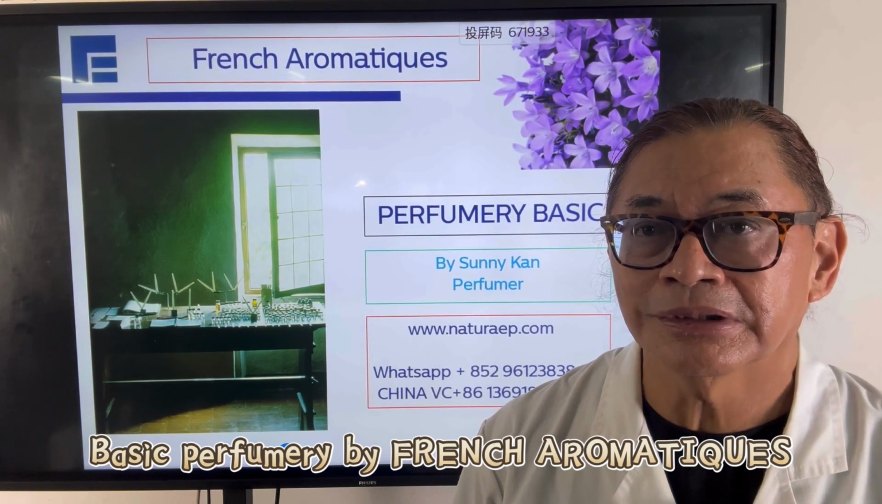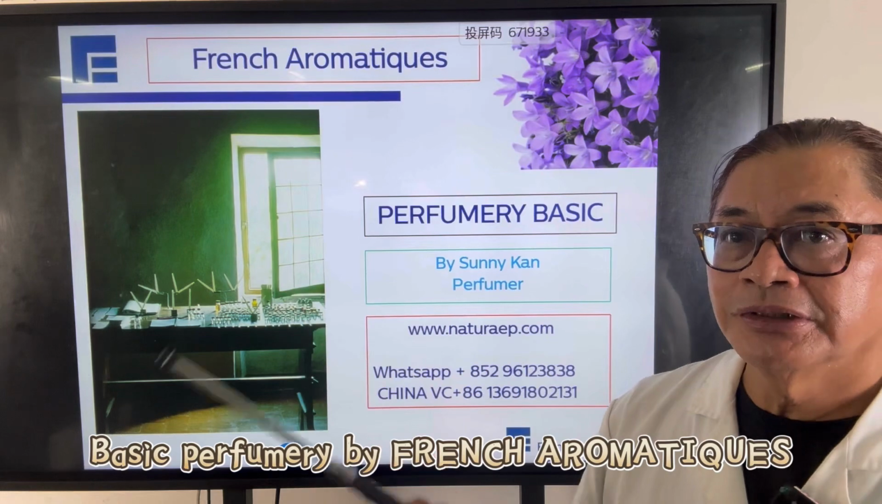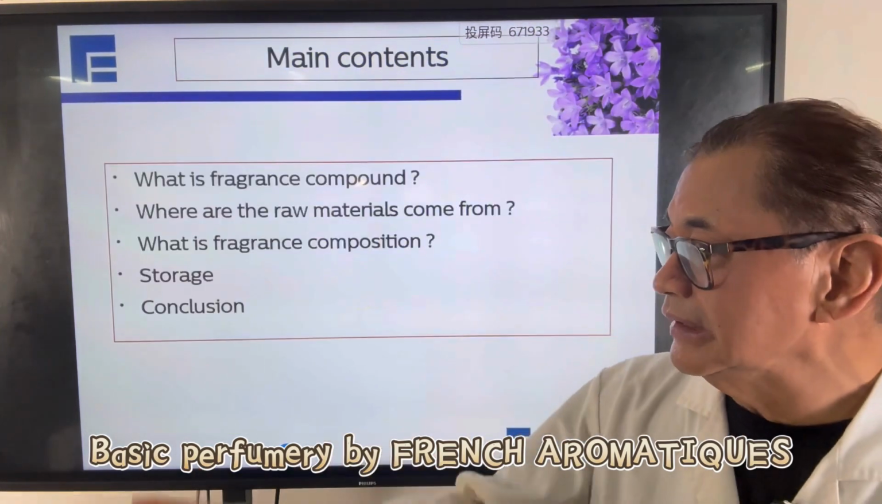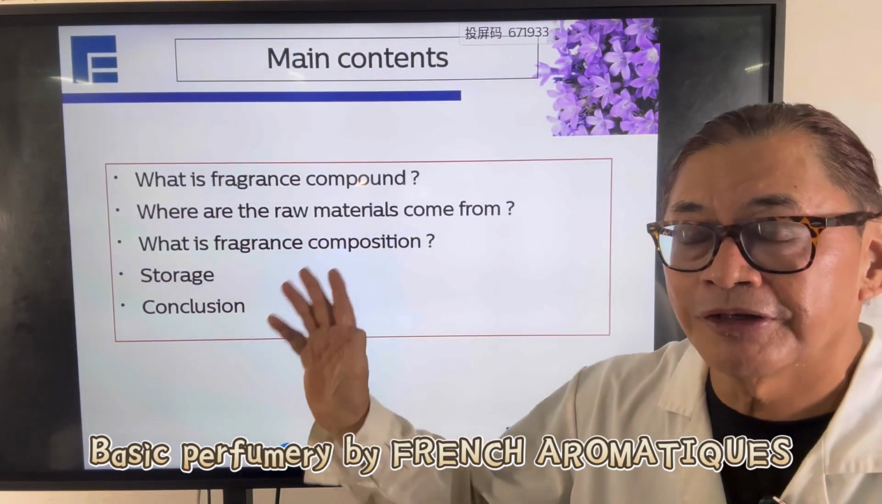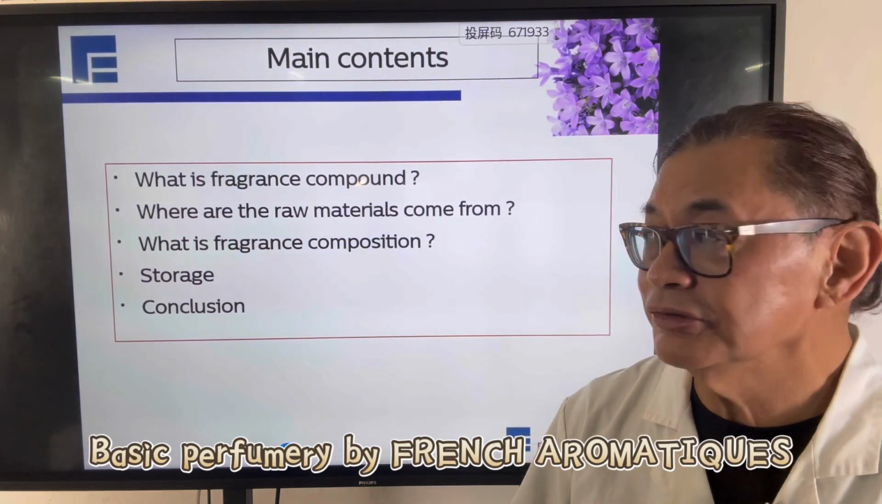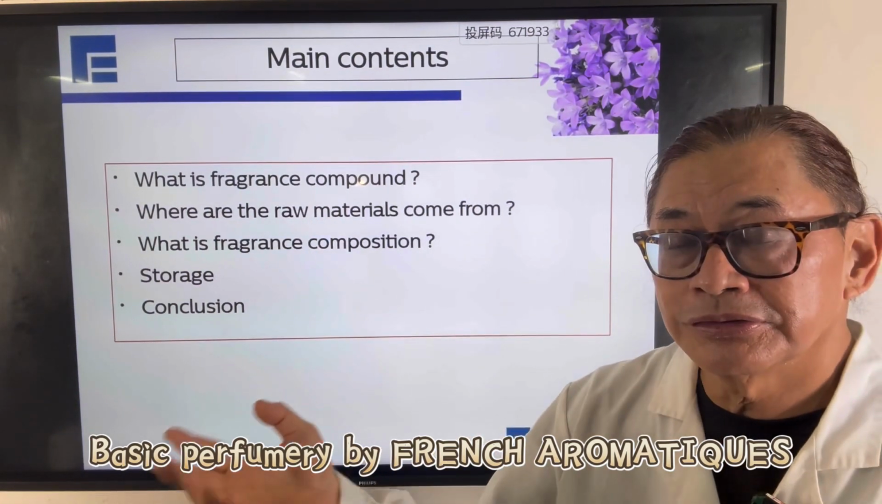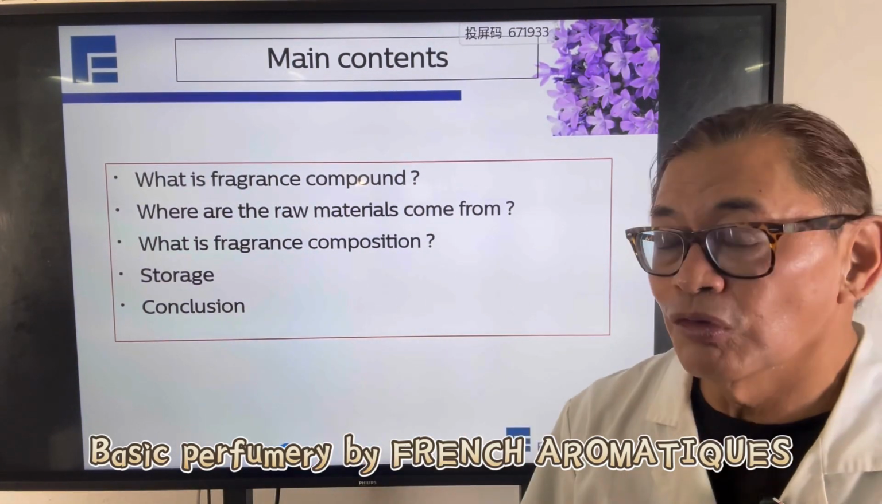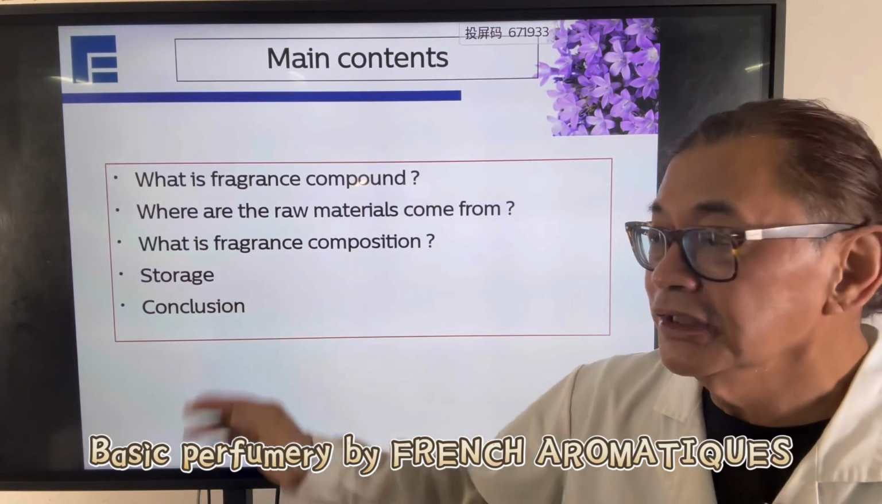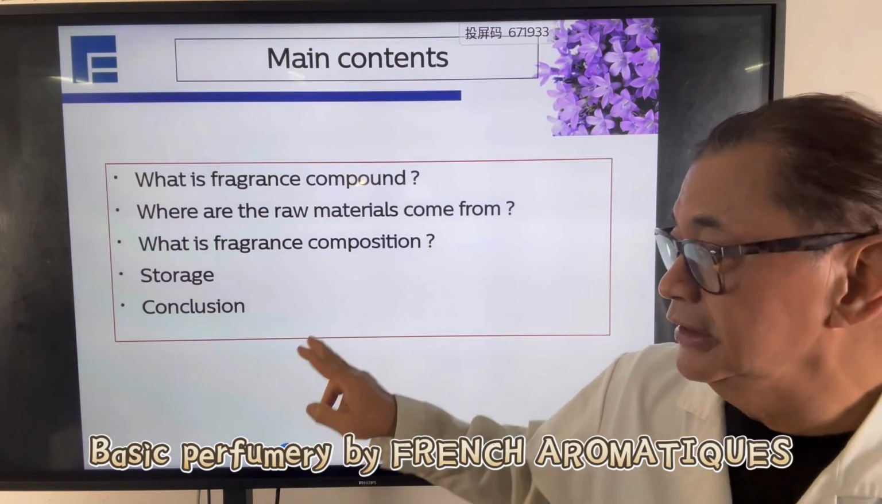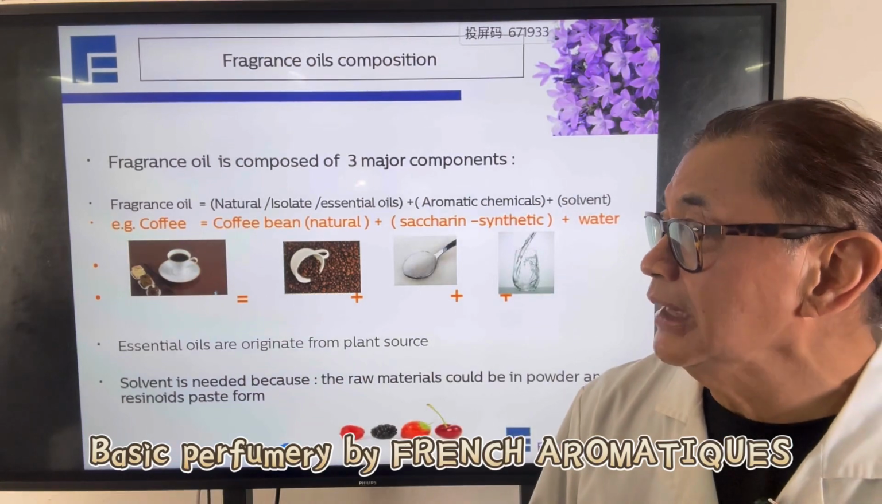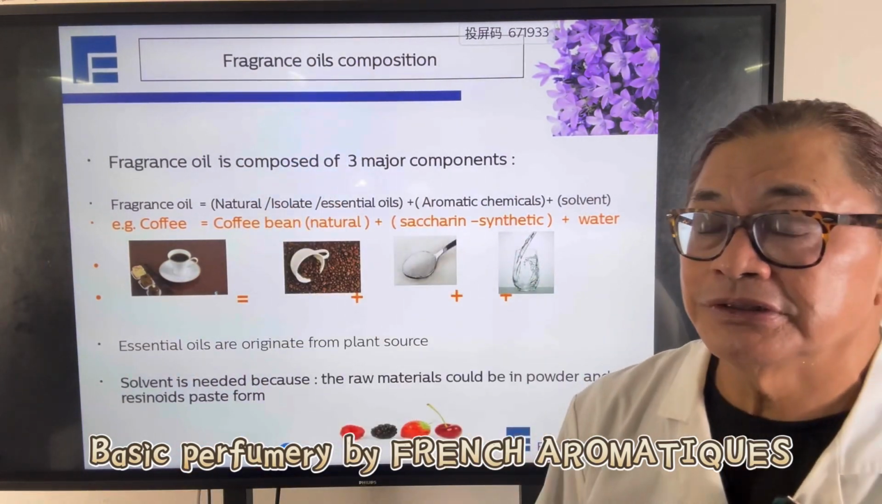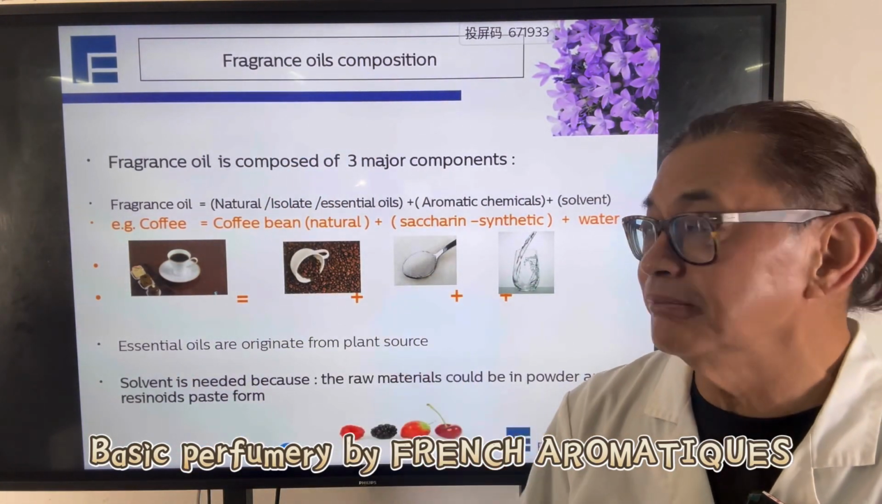Today I'm going to talk about basic perfumery. Basic perfumery means that we talk about fragrance compounds as a fragrance house. So where does the raw material come from, what is the fragrance composition, how do we store it, and then a conclusion. For example, fragrance oil composition is made up of three major components.